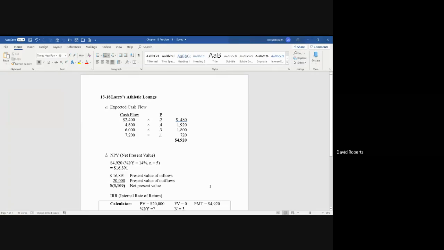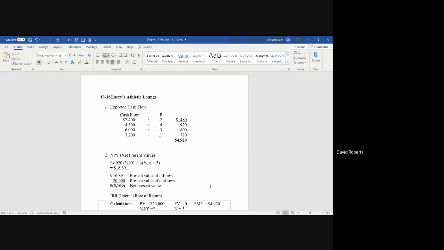Chapter 13, problem number 18. It combines the material that we learned in Chapter 12, which has to do with capital budgeting, with the material we're learning in Chapter 13, which has to do with risk and return. In this case, you're given different possible cash flows. You're given the probability of the cash flow, so it gives you a probability distribution.